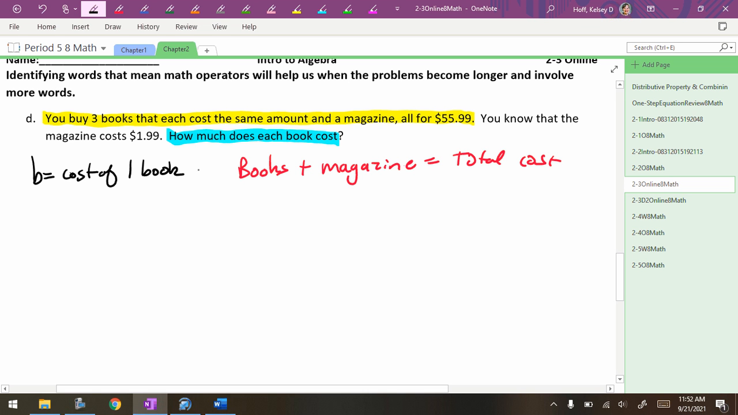Gavin. Why 3B? Because this costs one book and there's 3 books. Very good. 3 books. What else do you know? Gatlin? And does not mean addition. And does not mean any operator by itself. Gavin replaced for us that the cost of the books is going to be represented by 3B. I need to replace magazine and my total cost. Thad.